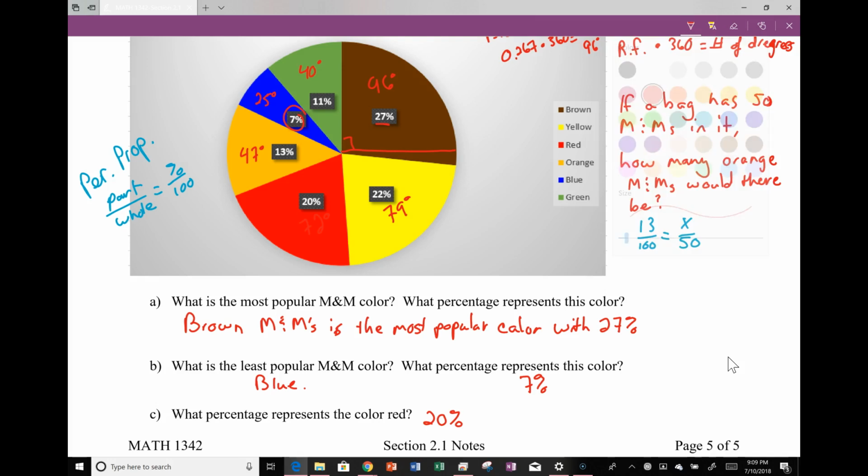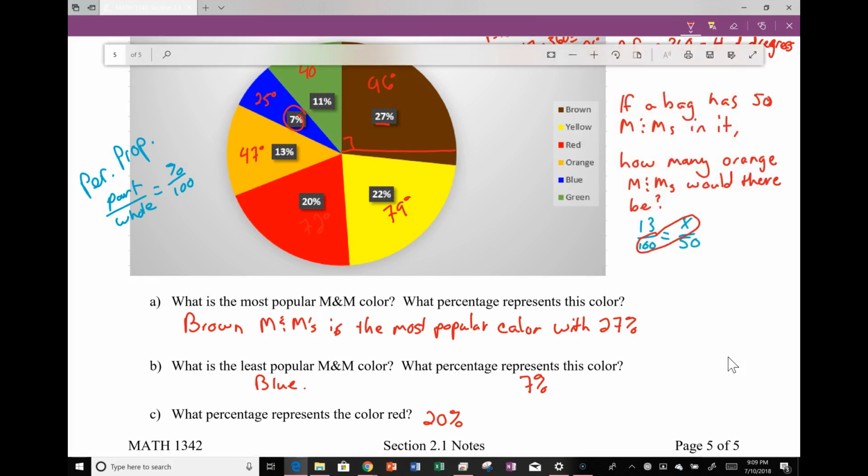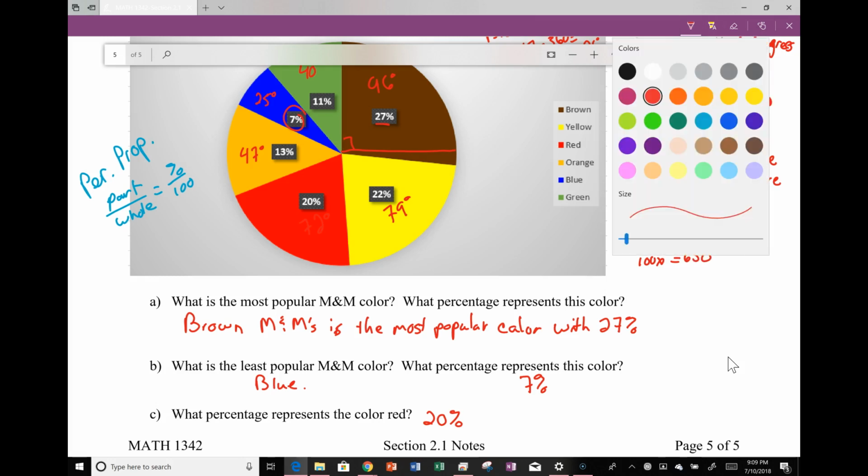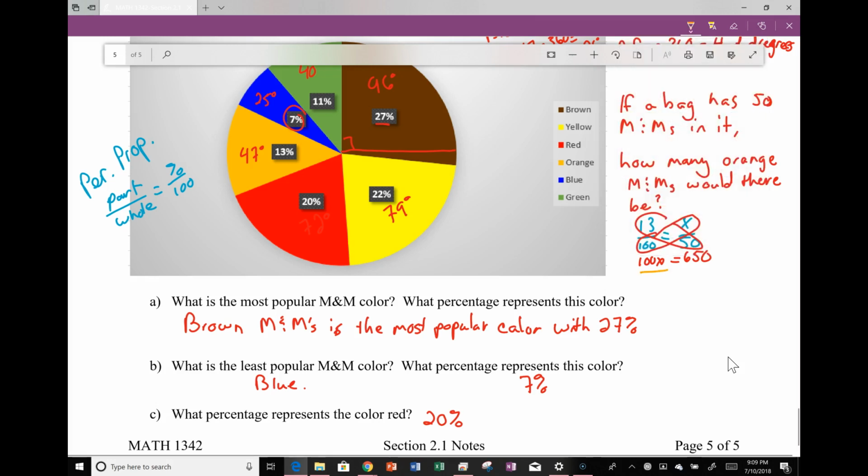Whenever I look at percent proportions, I'm going to do what we call cross multiply. I'm going to get 100x is equal to 13 times 50, which is 650. And I will then divide by the number attached to the variable. And so I get x is equal to 6.5. So there are between 6 and 7 M&Ms that are orange in this bag. You can round up if you want and just say 7. This one's not a nice whole number, but that is one way to solve this.